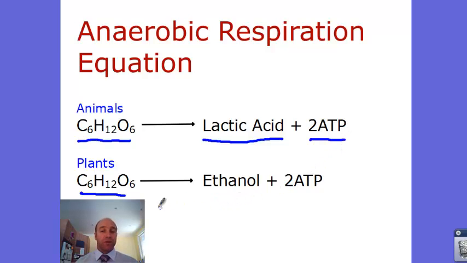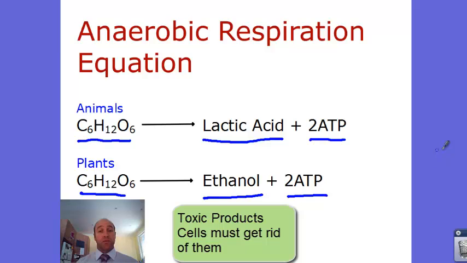Similar sort of thing in plants. We start off with the glucose. We only produce 2 ATP. The difference being that instead of lactic acid being produced out of the pyruvic acid, we're producing ethanol. So different products. Both of these are substances that can be quite toxic for the cell, and the cell really has to get rid of them quite quickly.